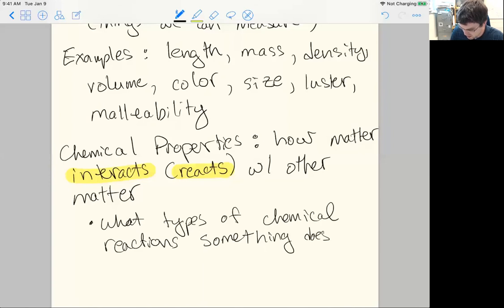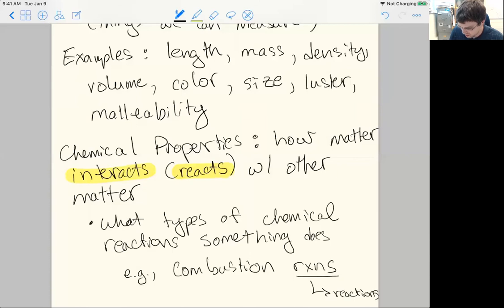Okay, so what types of chemical reactions something does. For example, we could be thinking about things lighting on fire. Those would be combustion reactions. And I'll frequently abbreviate the word reaction with RXN. If I put an S, then it's plural, reactions.